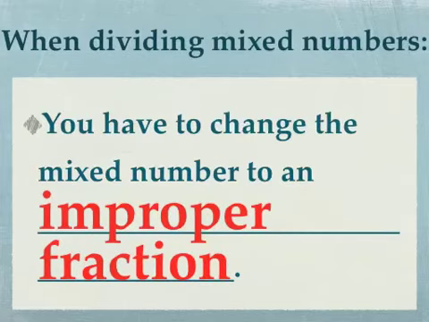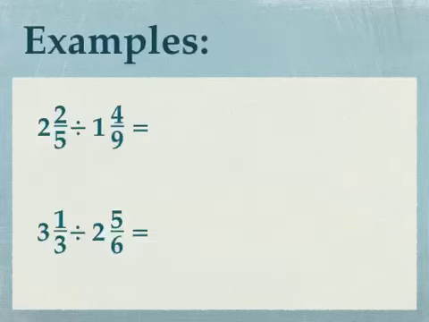When dividing mixed numbers, you have to change the mixed number to an improper fraction. Just like when we were multiplying mixed numbers, when we're dividing mixed numbers, you have to change your mixed number to an improper fraction. Examples of this, we have 2 and 2/5 divided by 1 and 4/9. I am not ready to find the reciprocal of 1 and 4/9 because I have to change my mixed number to an improper fraction first.